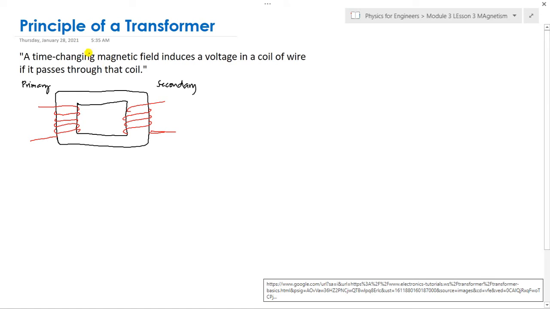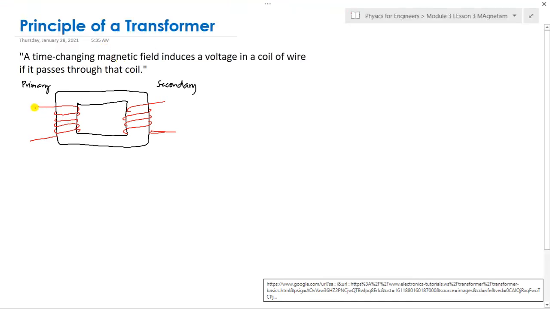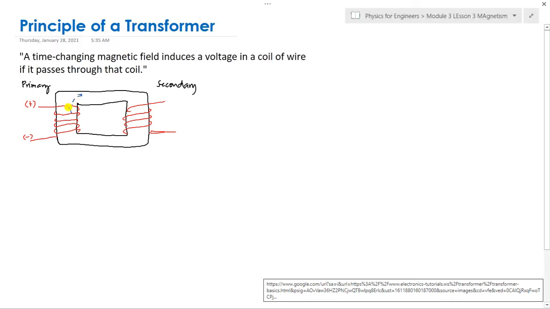So what a time-changing magnetic field induces a voltage in a coil of wire if it passes through that coil means is this: we have a primary source here, positive and negative. If we put current there, a magnetic field is induced and generated. However, if you do not change it, there is no voltage, since you only plugged it in.